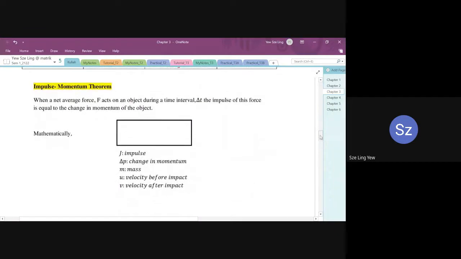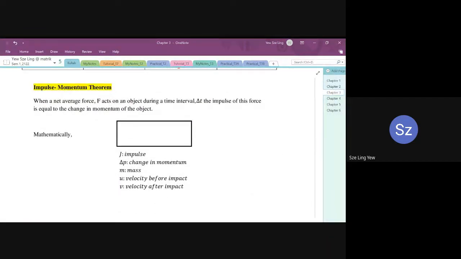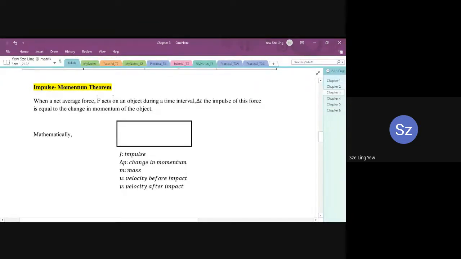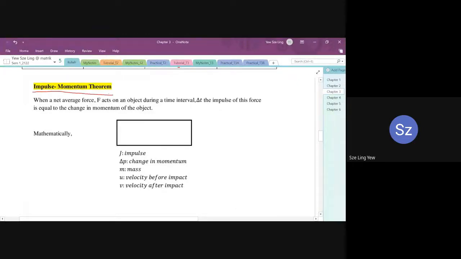And next, why do we want to know impulse then? The reason why we want to look at impulse is because impulse is a way to measure a change in momentum, because it is quite impossible to calculate the force and time independently. So when an average force acts on an object during a time interval, the impulsive force is equal to the change in momentum. Therefore, we need the impulse momentum theorem, because it is quite hard to calculate force every time.